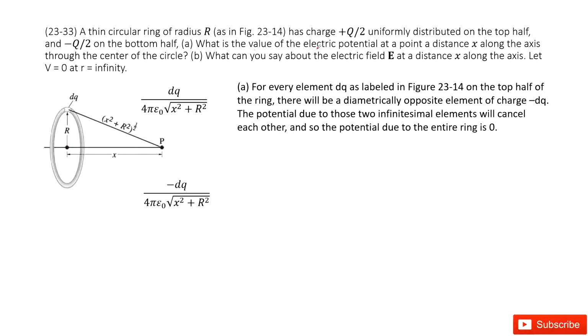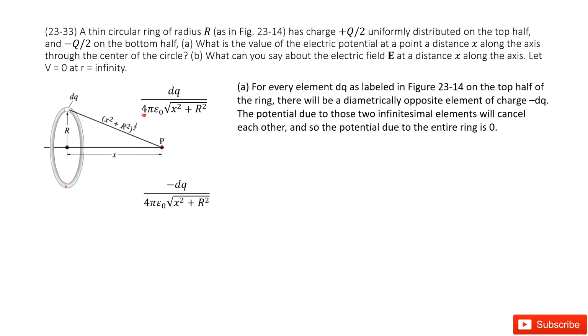So we need to find the value of the electric potential at a point a distance x along the axis, right? We consider this position to be P. First, we look at the half part. We choose a small fraction of the charge, dq, right? And then we can find the distance from this charge to the position P is just the square root of x squared plus r squared. Agree? Yes. Now, can you find the potential due to the dq? Yes, you can write the function there.